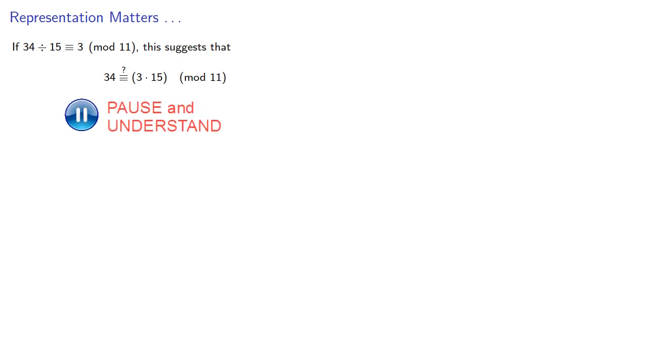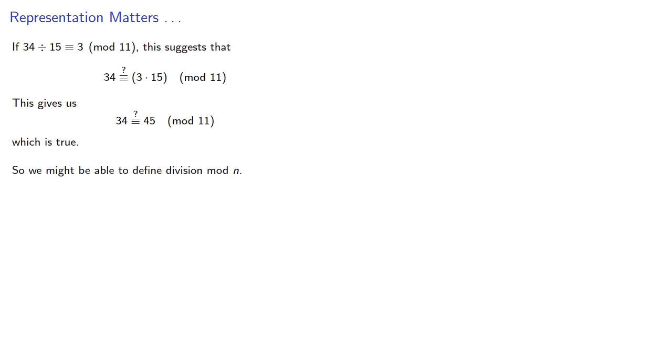Let's think about this a little bit more. If 34 divided by 15 is congruent to 3 mod 11, this suggests that 34 is congruent to 3 times 15. And we can expand the right-hand side, 34 congruent to 45, which is, in fact, true. And all of these suggest we might be able to define division mod n. But we'll need a better algorithm for computing a divided by b. So let's take a look at that next.